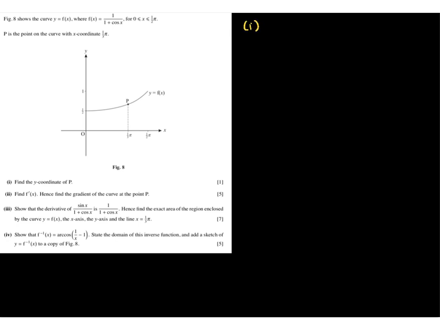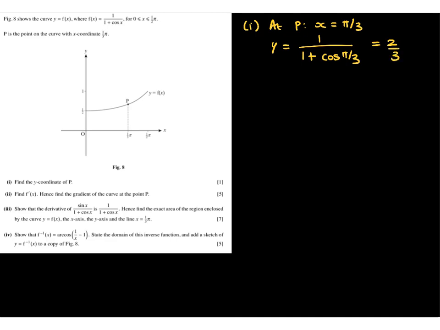So, in the next question, look at the graph. We've got to find the y-coordinate of the point P. So we know at P the x-coordinate is equal to pi by 3. So the y-coordinate is 1 over 1 plus cos pi by 3. And inputting that into our calculator gives us a y-coordinate of 2/3.